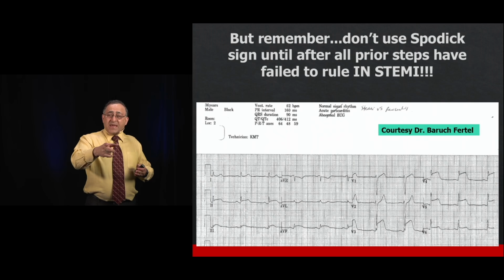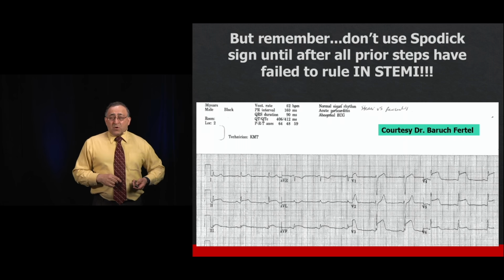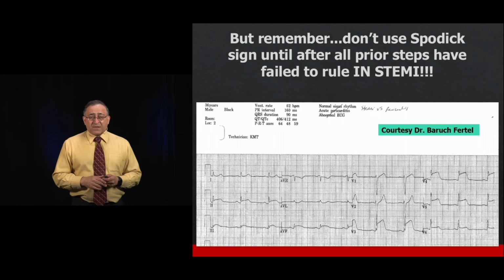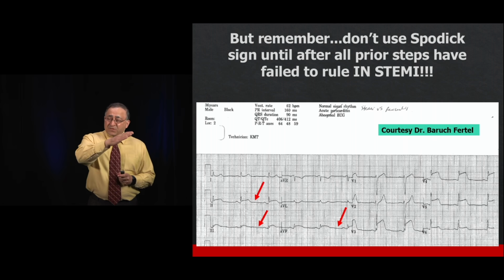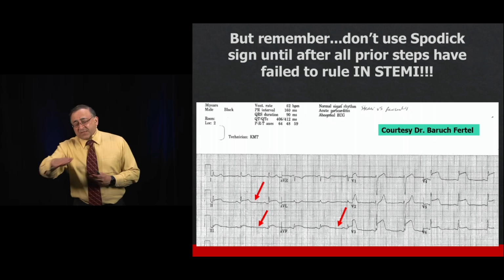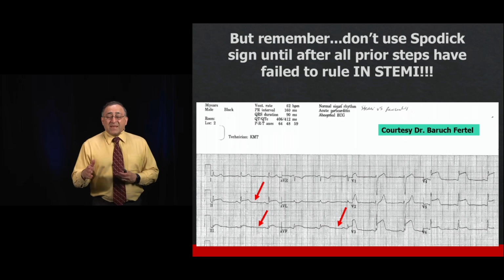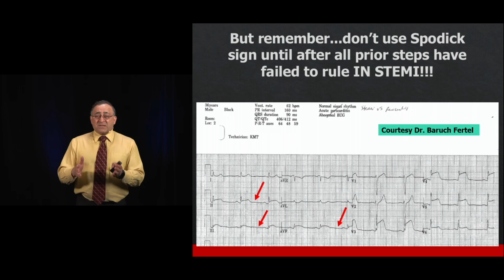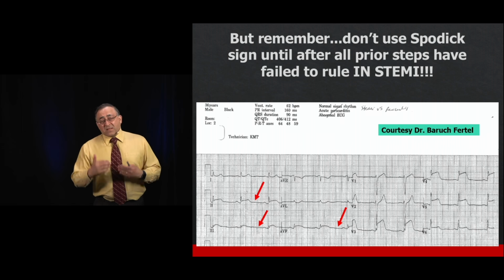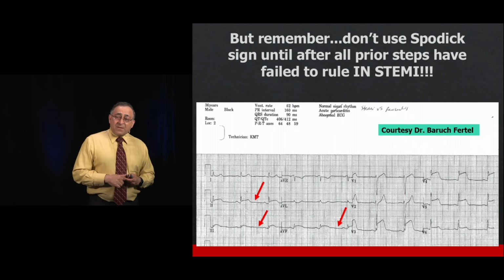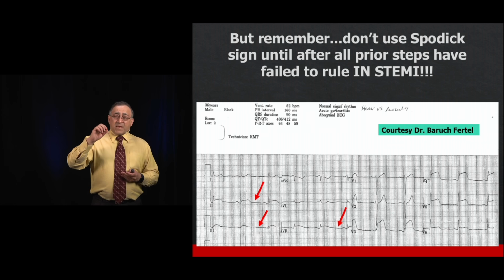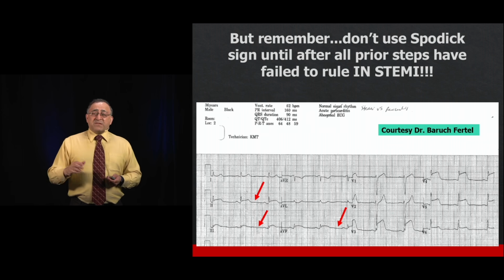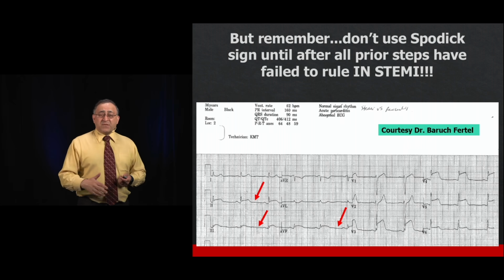If you look at the EKG that I showed you a few minutes ago, where the computer is trying to call this pericarditis, notice that it does appear to have some downsloping of the TP segment. So it looks like there's Spodick sign, but it's not pericarditis. This is STEMI. So again, STEMIs can sometimes have downsloping of the TP segment, but only rely on Spodick sign after you've gone through all your other steps first.